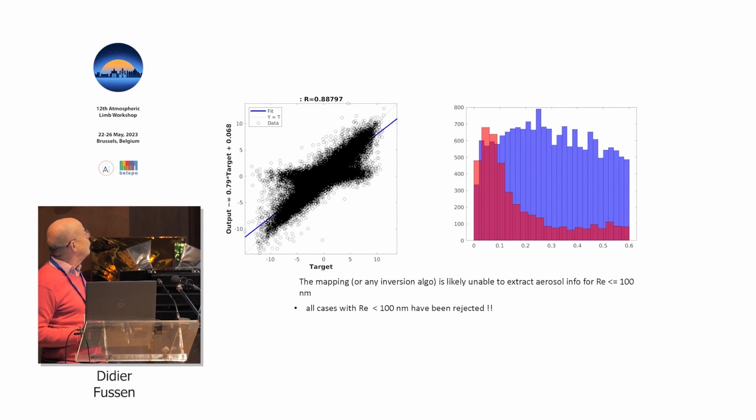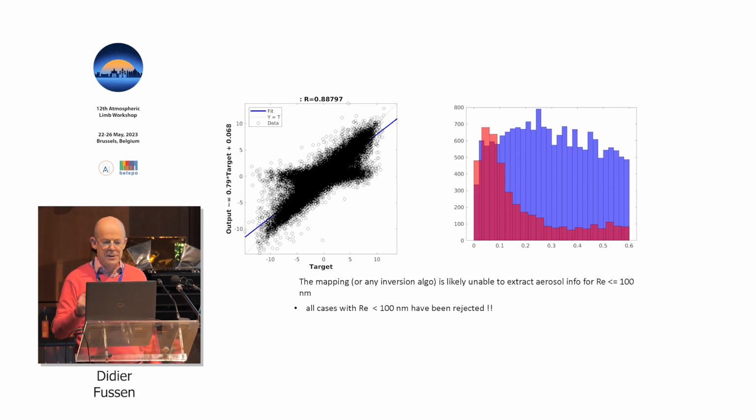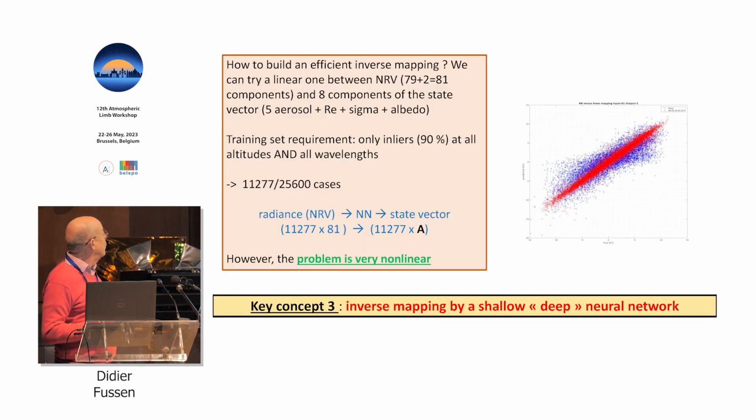And if you would like to keep particles that are too small, you will find a bad regression between the target and the result, and this is this parasitic distribution here, which is associated with particles too small to be physically informative about their size. So we will select only particles of effective size greater than 100 nanometers. And we will do a mapping between, of course, these possibly 5 aerosol components, or the effective radius, or the sigma, and even the albedo to see what it gives.